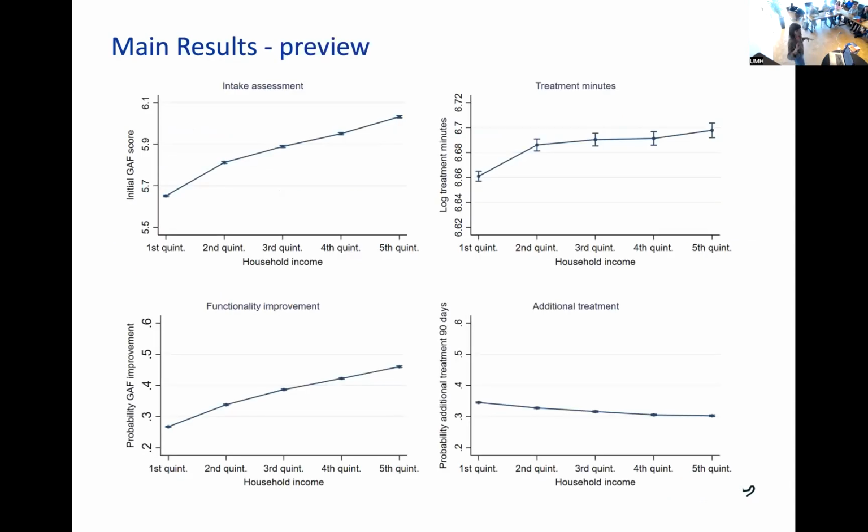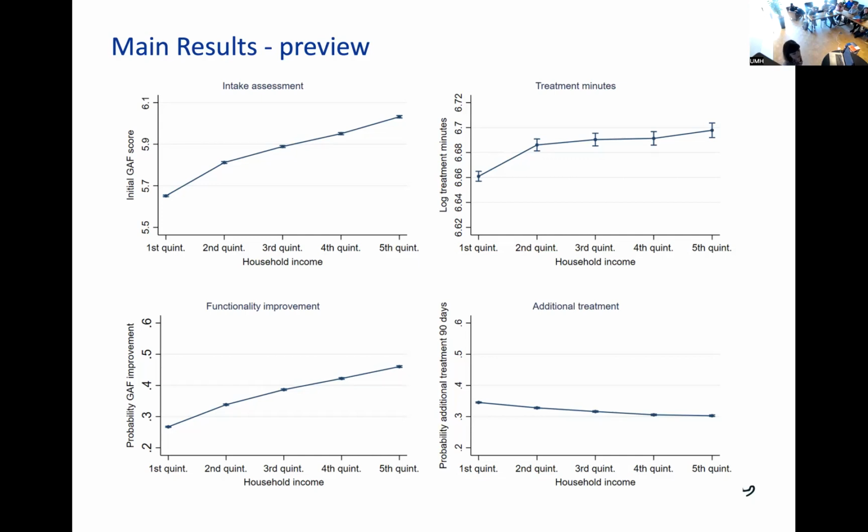So this is just a visual presentation of the results before going into detail, but it's just to show you that the gradients are really super clear and quite neat. Here from the first to the fifth quintile, lowest to highest income. So people with highest income will start treatment with a higher GAF, so with lower treatment severity. They will have slightly more treatment minutes, although here it's quite flat. They will be much more likely to improve, but I'll tell you the magnitude in a bit, and they will be a bit less likely to have an additional treatment record. But here it's the same scale.